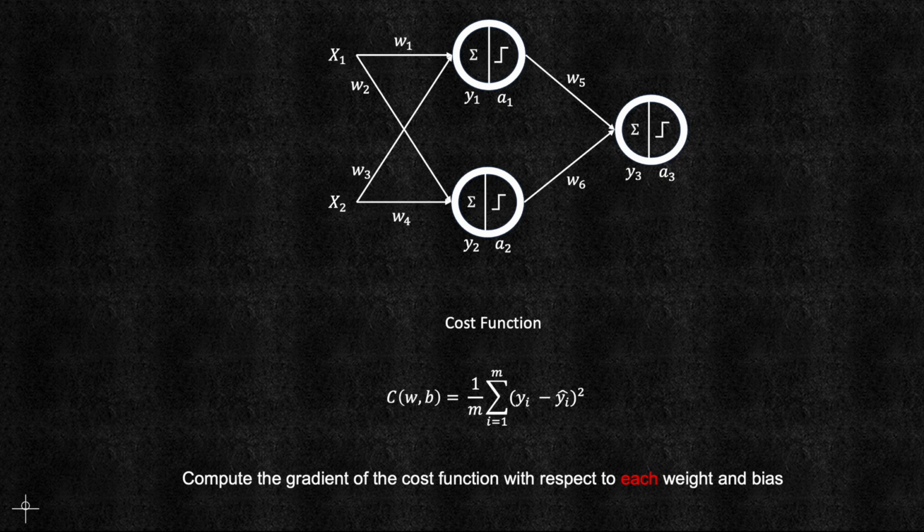In order to do that, we need backpropagation. Based on the cost function, the goal of backpropagation is to compute the gradient of the cost function with respect to each weight and bias in the network. Then simply update weights and biases with a certain learning rate.